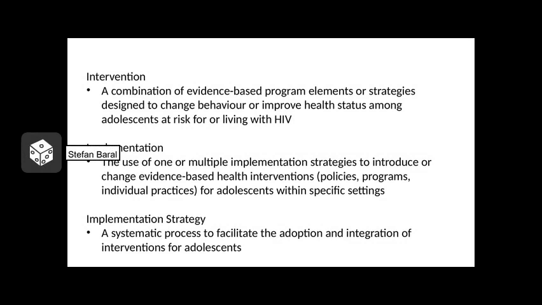Now to bring us back to this idea of what a strategy is specifically, because that's one of the key things I'd like folks to have at the end of this talk. An intervention, we use this term often, is a combination of evidence-based program elements or strategies designed to change a behavior, for example, among adolescents at risk for living with HIV. Implementation is the use of one or more implementation strategies to introduce those interventions into actual practice in specific settings. And an implementation strategy is a systematic process to facilitate the adoption and integration of interventions for adolescents.